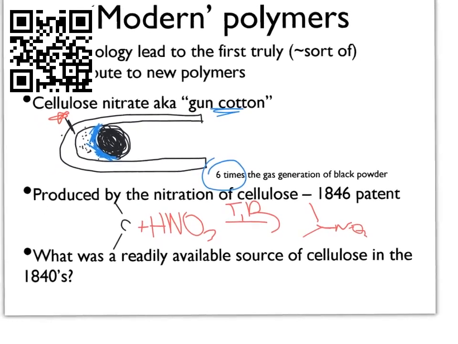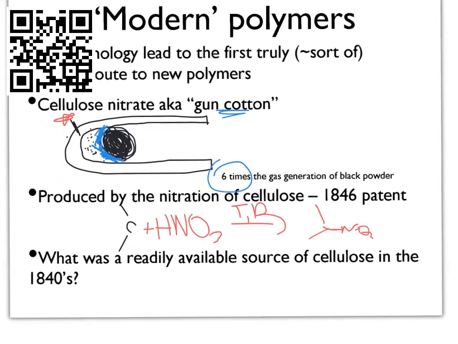All right. What was a readily available source of cellulose in the 1840s? You guys took history, American history, some of you at least.